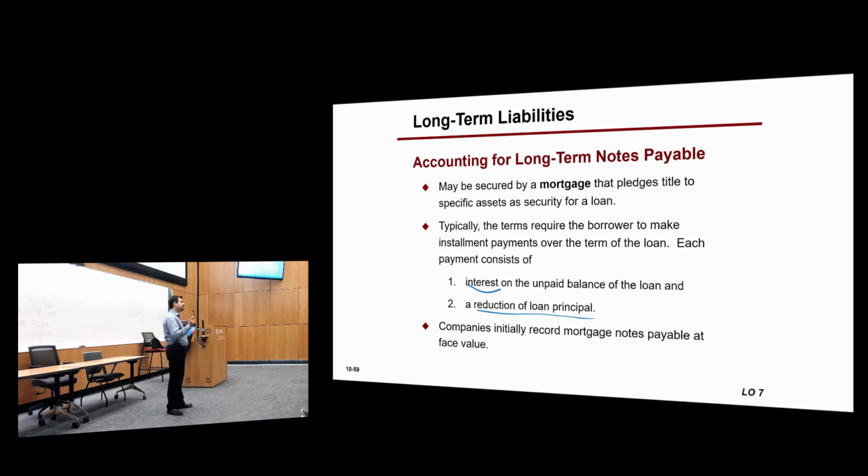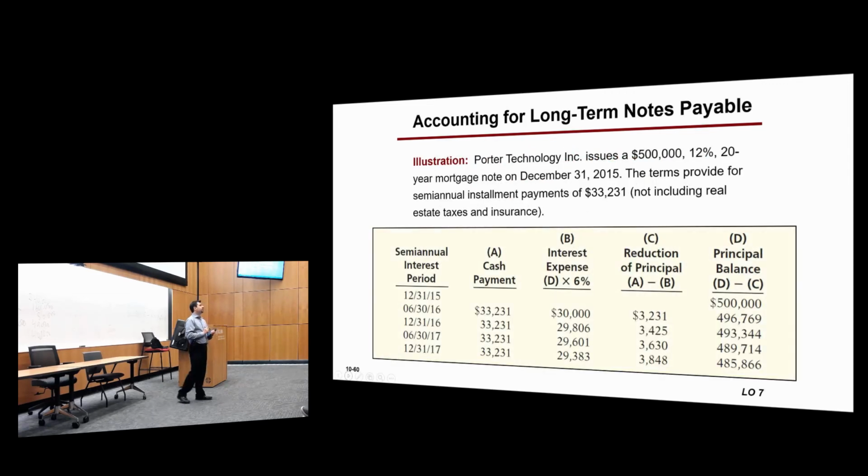The amount paid will be in part interest, in part principal. Okay? When it's first recorded at the beginning, it will be notes payable 500,000, the amount at face value originally. So in this example here, Porter Technology issues a 500,000 12% 20-year mortgage note on December 31st.